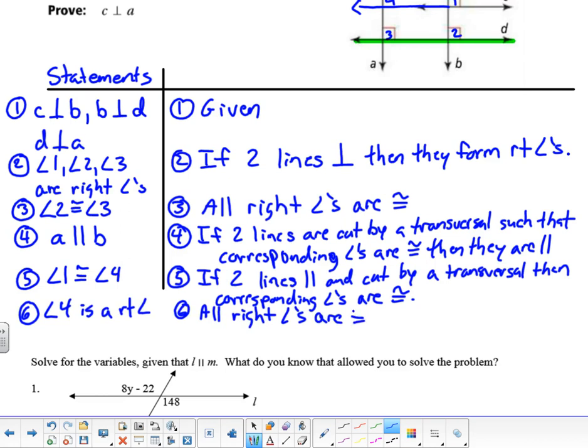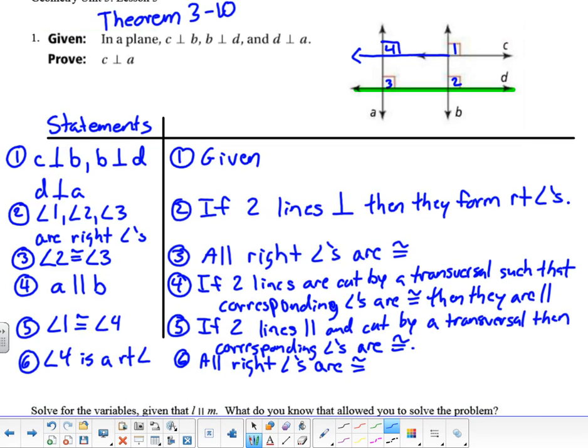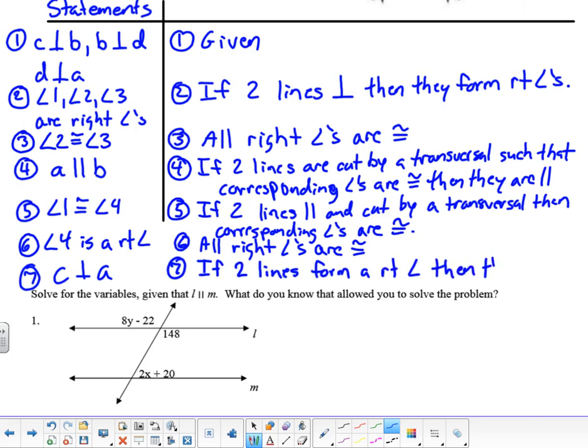Okay, now, what happens with lines that form right angles? They're perpendicular. So since angle 4 is a right angle, that means that C is perpendicular to A. Okay, so step 7, C is perpendicular to A. If two lines form a right angle, then they are perpendicular. So we just kind of flip that.